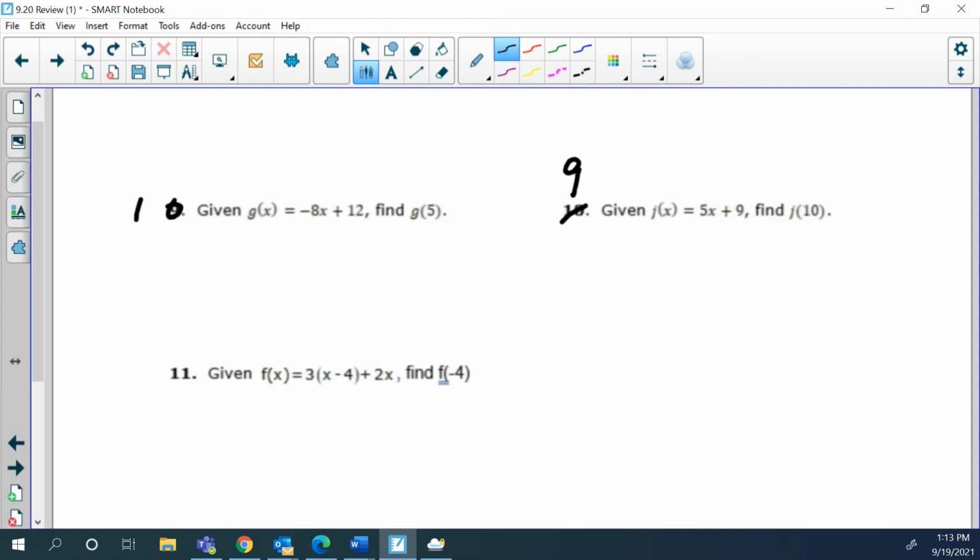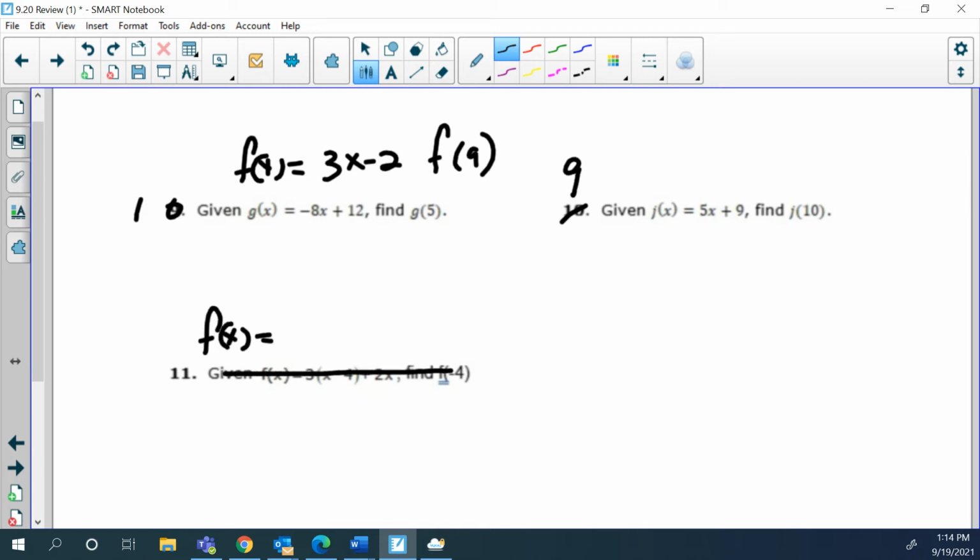Number 10 is going to be f of x is equal to 3x minus 2. Sorry about that. They changed the review after this was posted. So number 10 is going to be f of x is equal to 3x minus 2, and then you want to find f of 9. All right. And then number 11 is going to be f of x is equal to 2x plus 6.